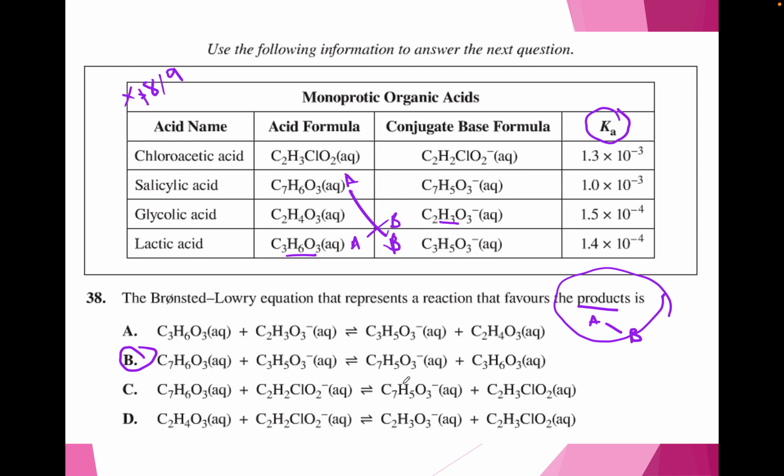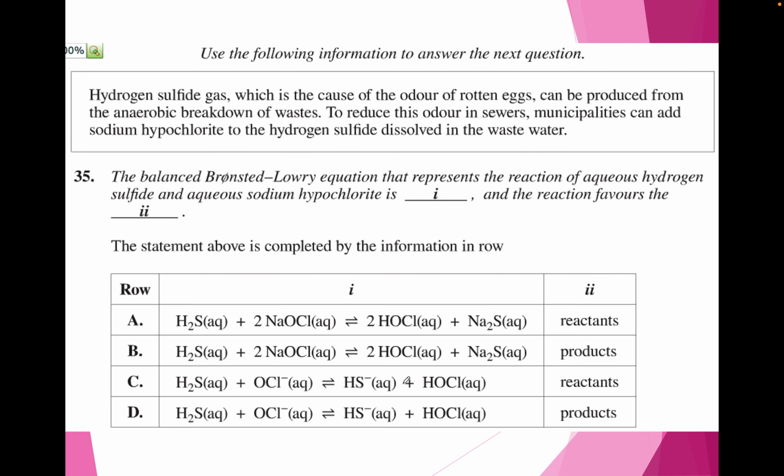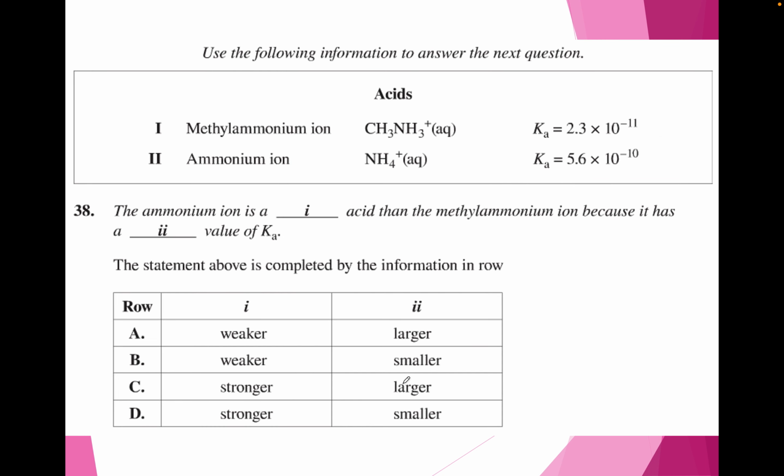C2. Yes, all the other ones had reactants being favored. So your data booklet table works exactly like this, just based on placement. This is a similar question, so we'll just skip it for now. And same thing with this one.